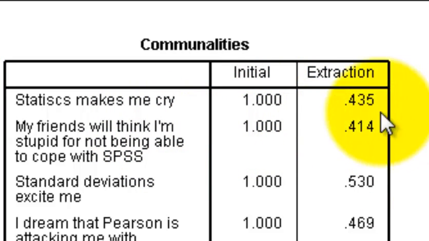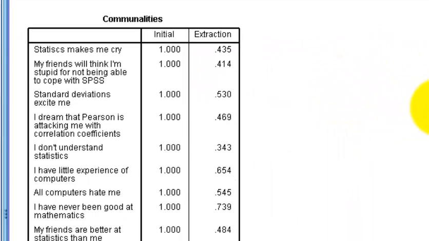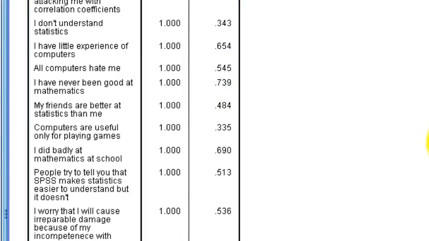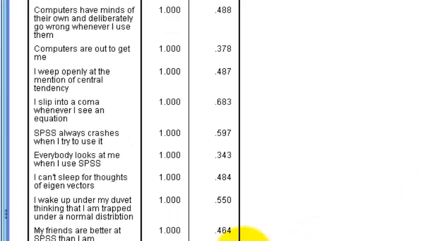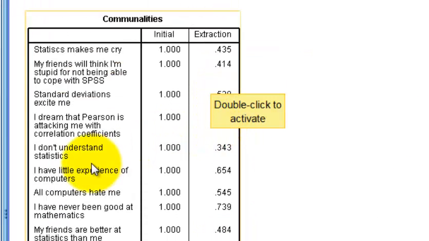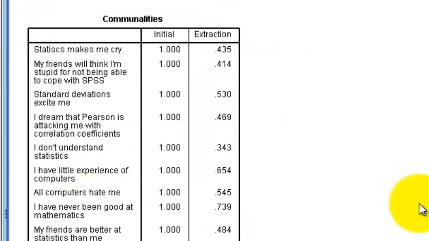And you'll notice they're all relatively good numbers. You got some real high ones here, there's 0.739. And the good news is there's no low ones. If you had a real low extraction number, that means that one question is not loading up with other questions. It's not being answered similarly to other questions.